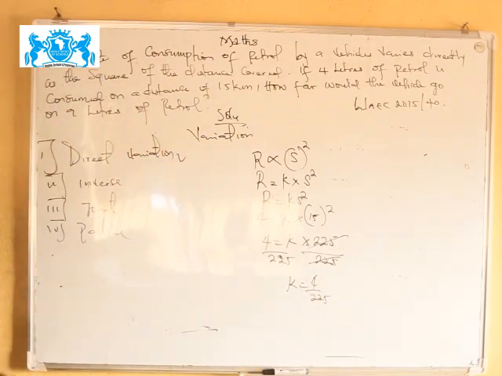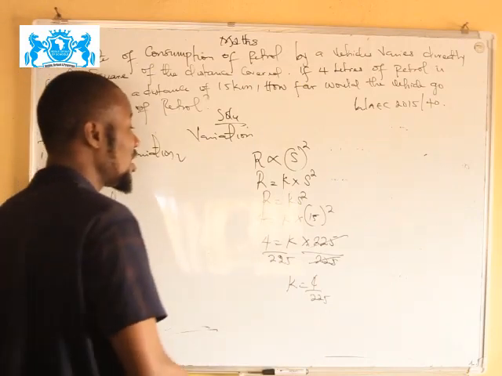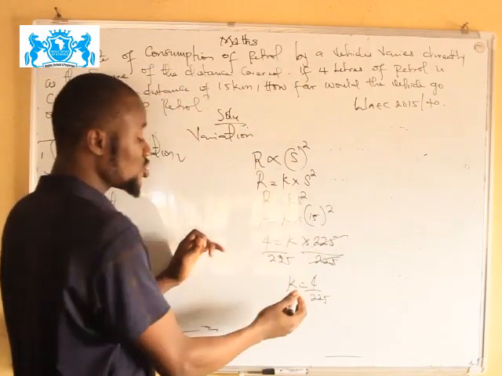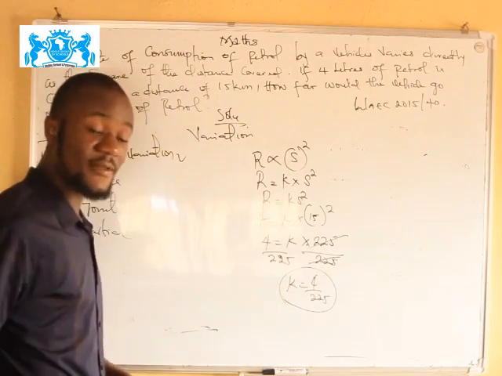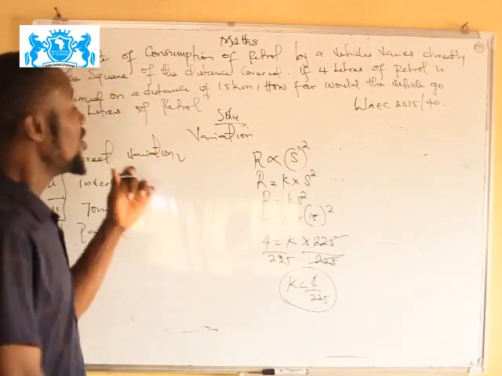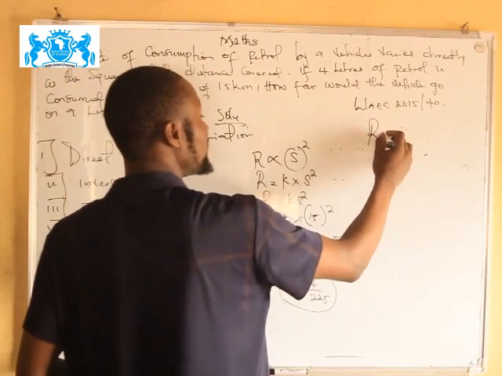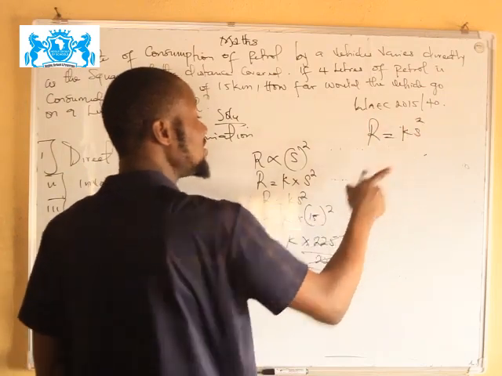So the question now says, how far would the vehicle go on 9 liters of petrol? So we are still going back. We just got the value of the constant, which is k, as 4 over 225. Now the question is asking, how far will the vehicle go? Which means they are looking for the distance.